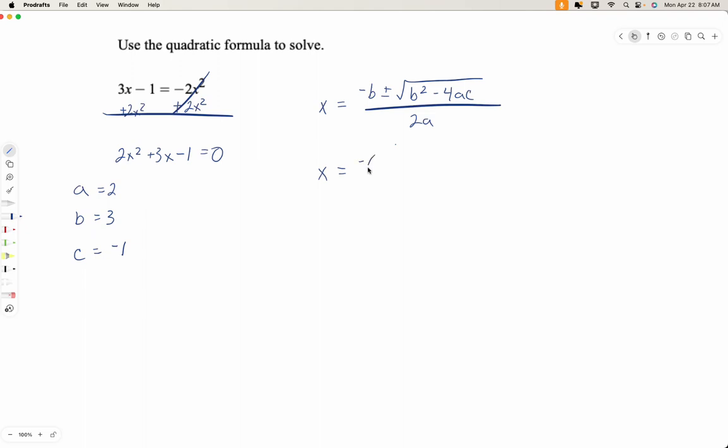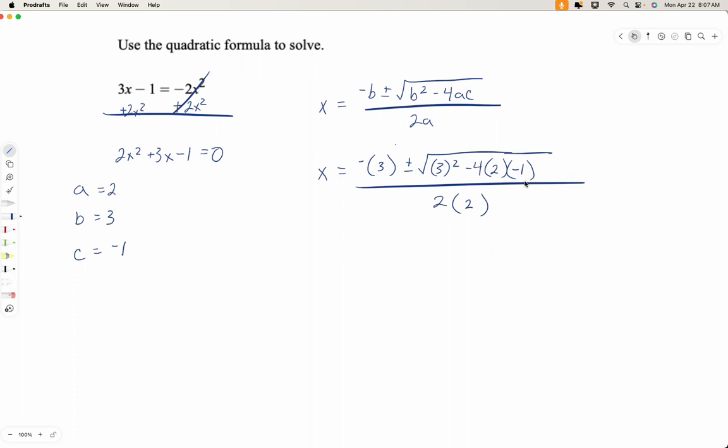So x is equal to, let's put in our buckets. Now we drop in our b terms first, so 3 and 3. Then we drop in our a terms, 2 and 2, and finally our c term, negative 1.